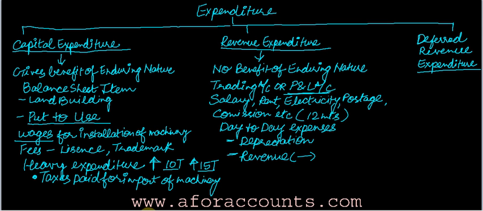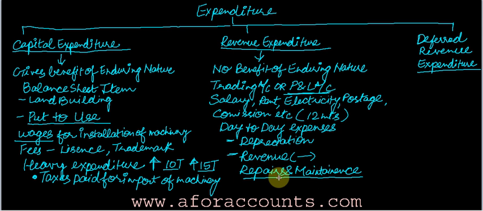But the general repairs of the machinery is revenue. Repairs and maintenance of machinery to keep it in the current working condition. This is important. To keep it in current working condition, the repairs and maintenance has to be a revenue expenditure and debited to P&L.